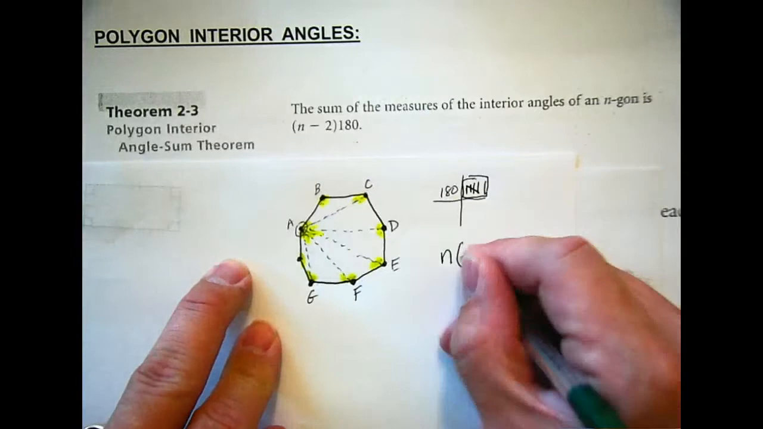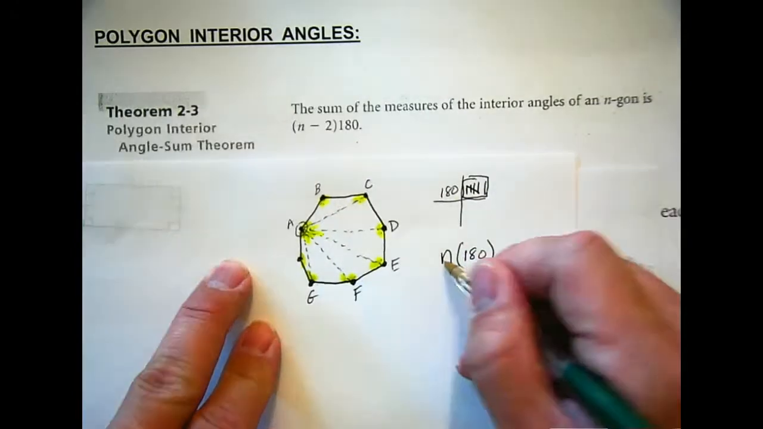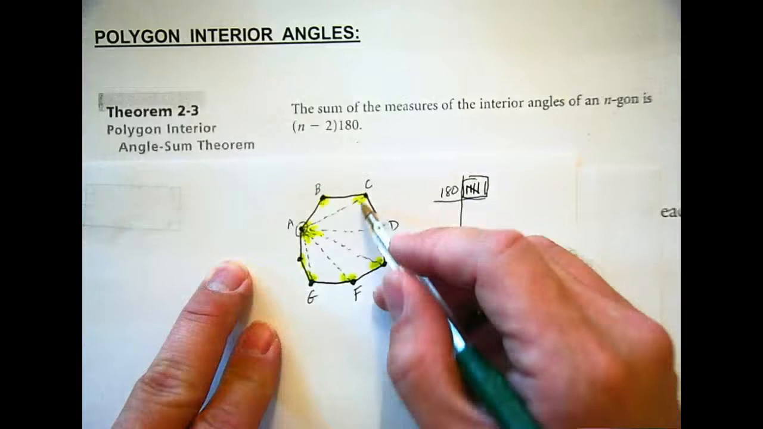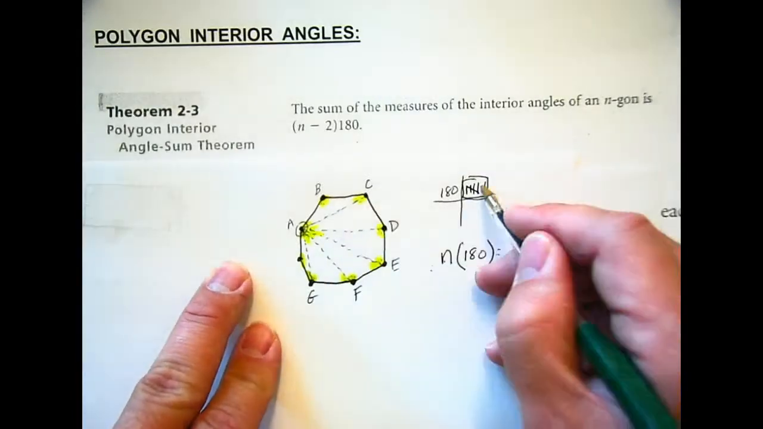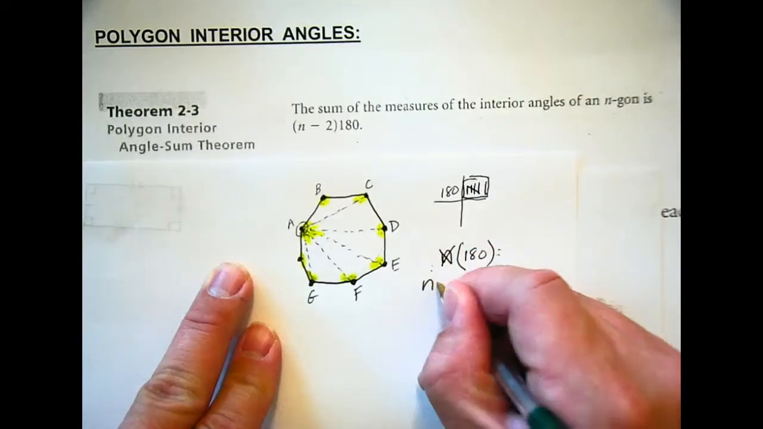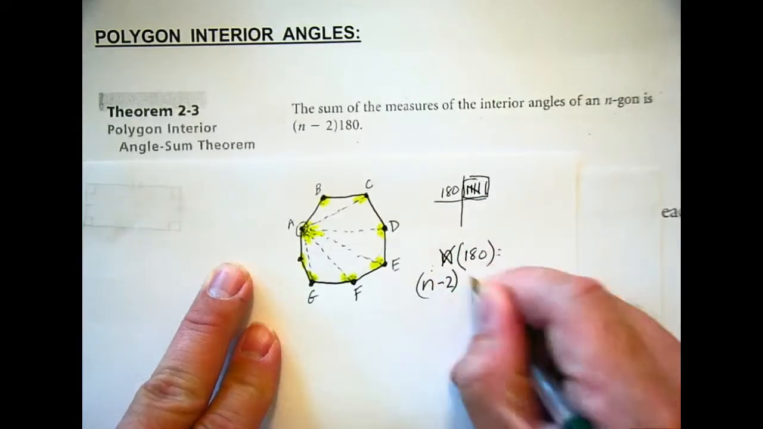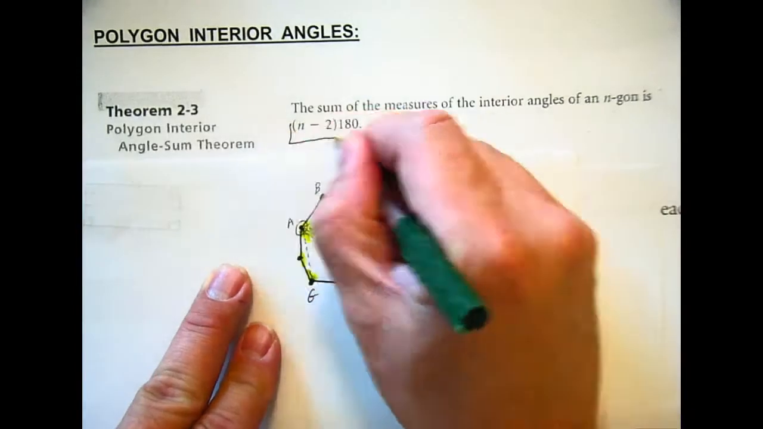N minus 2. So I have my 180 there. Well, it's not 8 times 180, because how many 180s did I have? 6. So this piece right here actually has to change to N minus 2 times 180. Okay, N minus 2 times 180. That is our formula there.